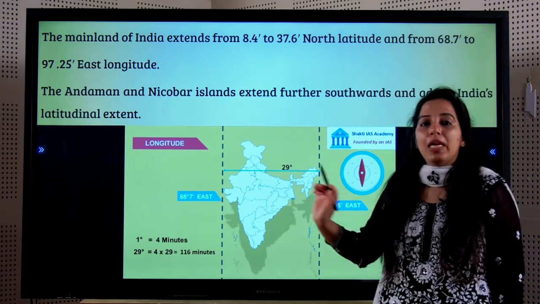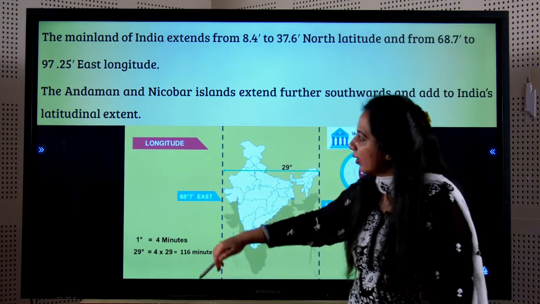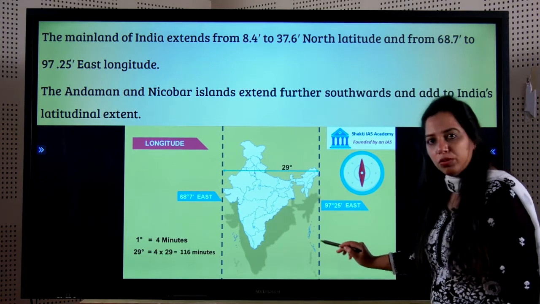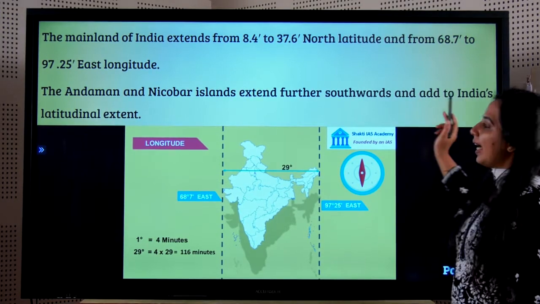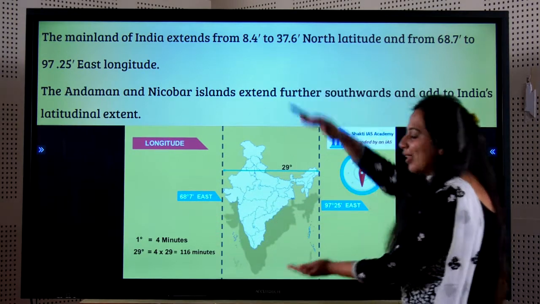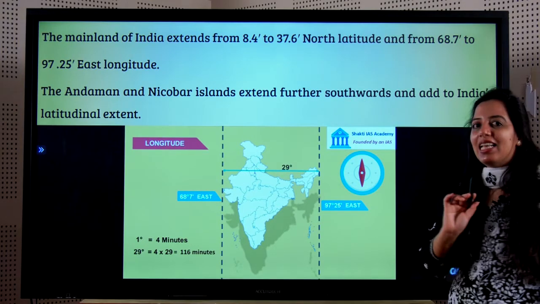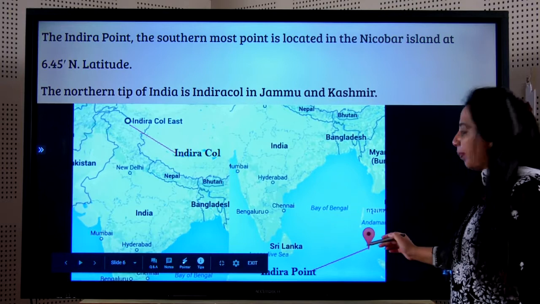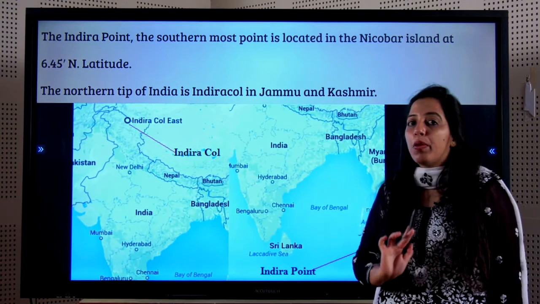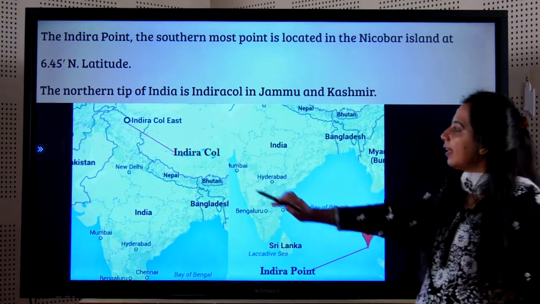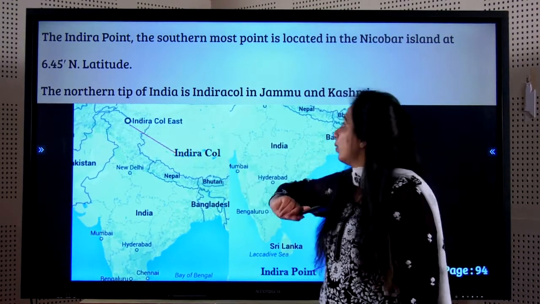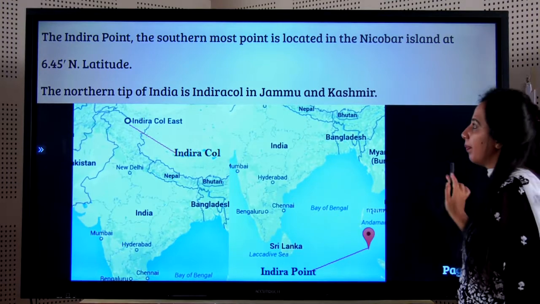Okay. Students, very important from exam point of view. The Andaman and Nicobar Islands go further south and they add to India's, tell me, will they add to India's longitude or latitude? Of course, they will add to India's latitude. The Indira Point in Andaman and Nicobar Islands is the southernmost point or tip of India. Which is the northernmost? It is the Indira Col. Where is it situated? In Jammu and Kashmir.